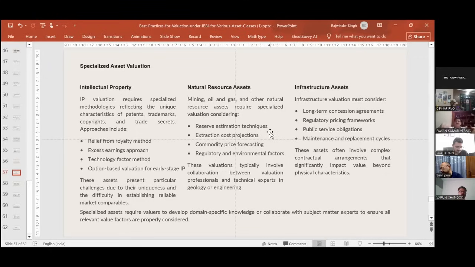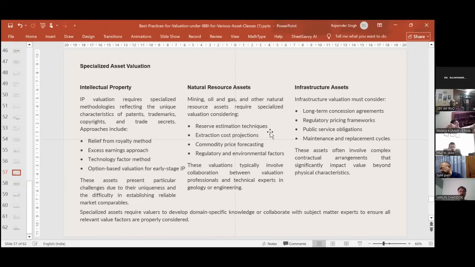So IP valuation requires specialized methodologies reflecting the unique characteristics of patents, trademarks, copyrights, and trade secrets. The approaches we generally use are the relief from royalty method, excess earnings approach, technological factor method, and option-based valuation for early stage IP. These assets present particular challenges due to their uniqueness and the difficulty in establishing reliable market comparisons.